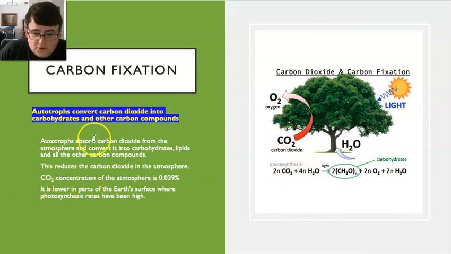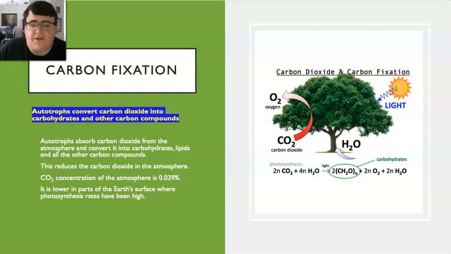So we know an autotroph, something that creates its own food, will absorb carbon dioxide from the atmosphere and convert it into carbohydrates, lipids, and all other carbon compounds through things like photosynthesis. And when they do that, they're reducing carbon dioxide in the atmosphere. So something like a plant is considered a carbon sink. It's taking in more carbon dioxide than it's releasing, and hence it's taking carbon dioxide from the atmosphere, so it's a carbon sink.